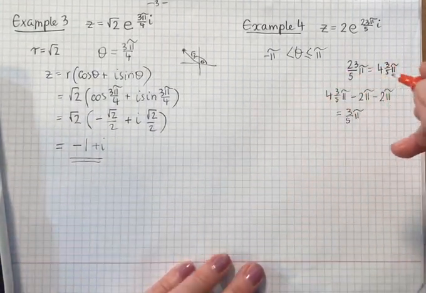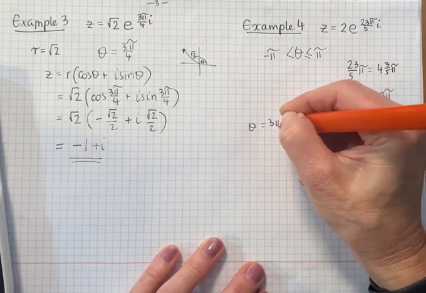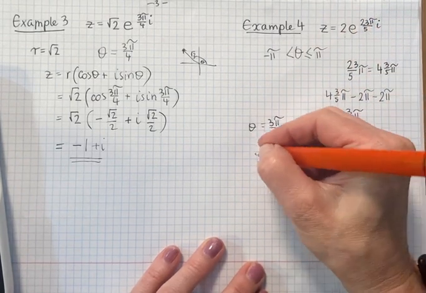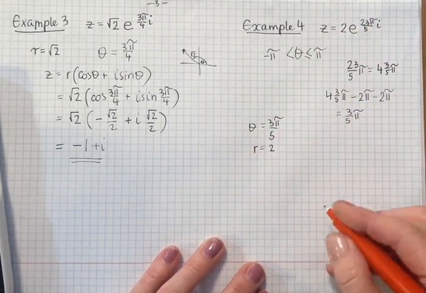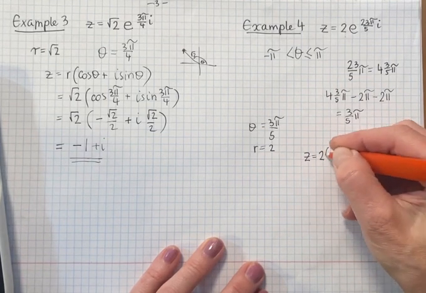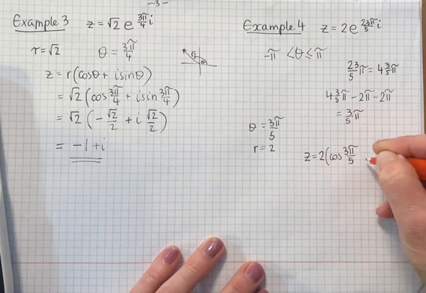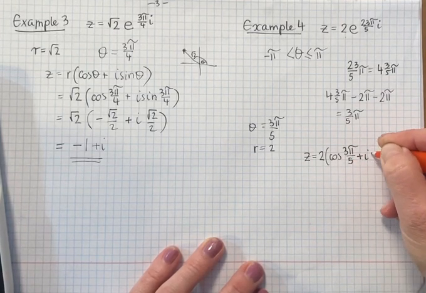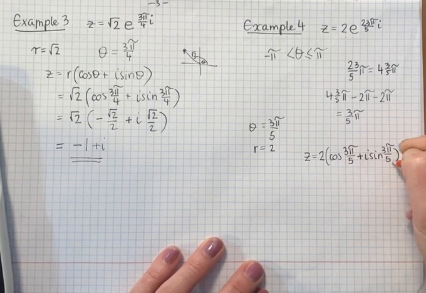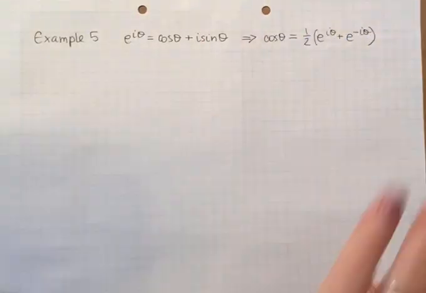Okay, so the argument is 3 pi over 5. Now the modulus is 2. So that gives us our complex number as 2 cos 3 pi over 5 plus i sine 3 pi over 5. Perfect. Okay, let's move on to the last example.